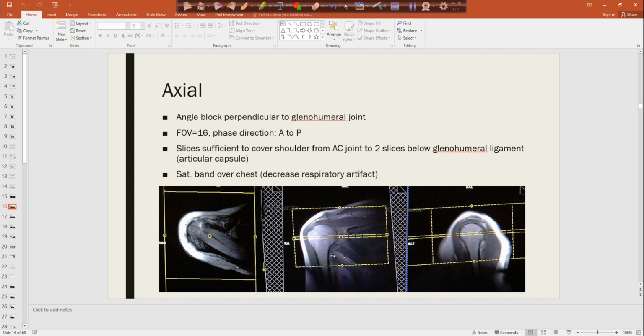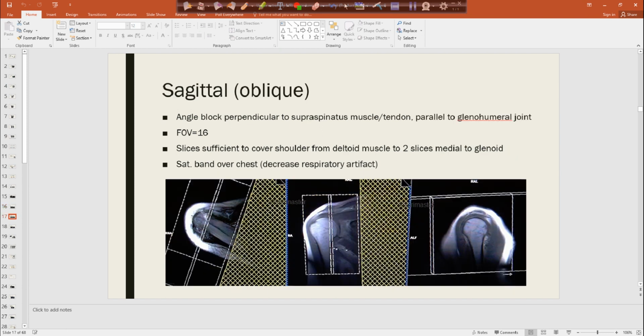Do you guys use sat bands for your shoulders? Some places do, some places don't. What about for surgeons? Do they use sat bands? I think so. Okay. What about EP? They use sat bands for shoulders? I know Stewart does. I've seen him use them. But you want to minimize the flow from the chest. Respiratory artifact. Your sagittal oblique, you want to be perpendicular to that supraspinatus tendon and muscle.